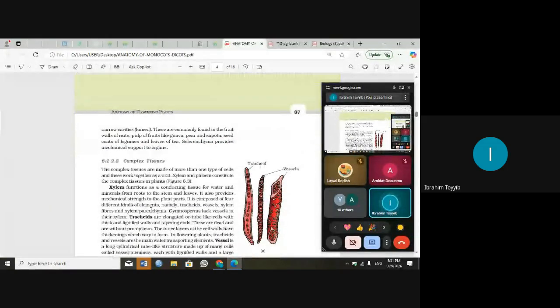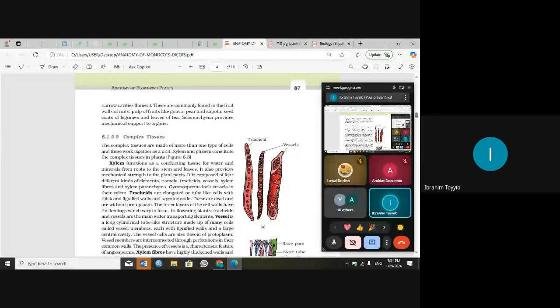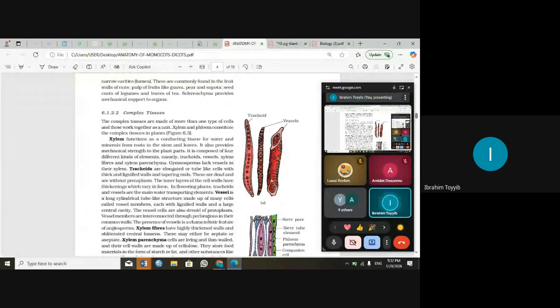So the complex tissue, majorly xylem and phloem. Xylem functions as conductive tissue for water and minerals from the roots to the stem and to the leaves and other parts of the plant. That's the major function of xylem tissue, which is a type of complex tissue. Under xylem tissue, we have two types of cell: tracheids and vessels. So, this is vessel.